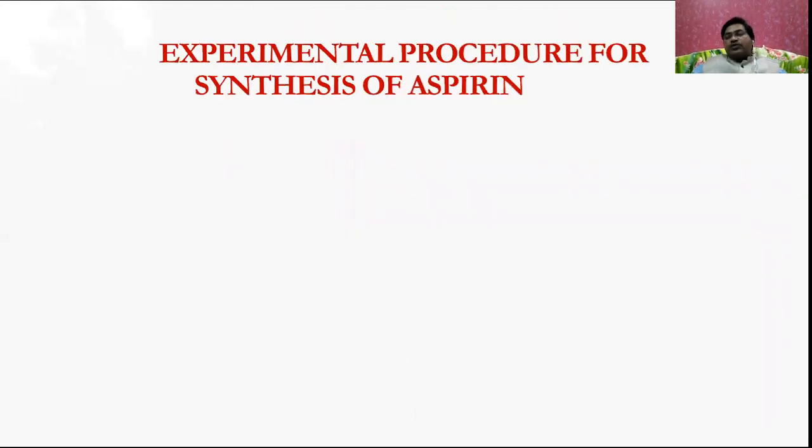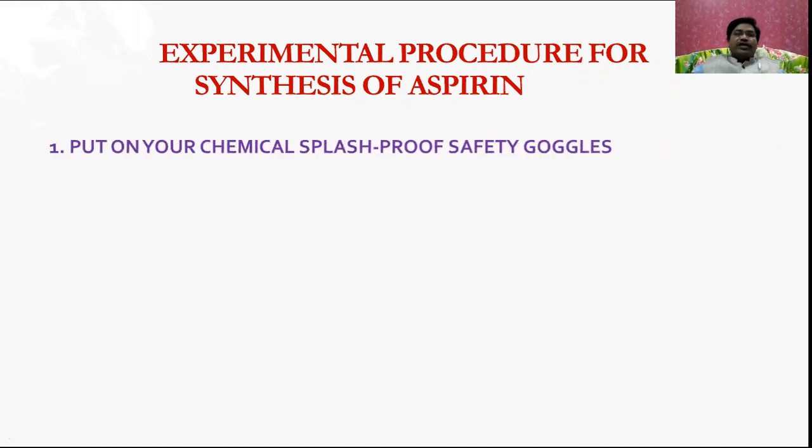Let us see what the procedure is for the synthesis, or the preparation, of aspirin in the laboratory. Put on your chemical splash proof safety goggles. First you have to use the safety glasses, wear an apron and all your safety materials in the laboratory. Adding the starting material.